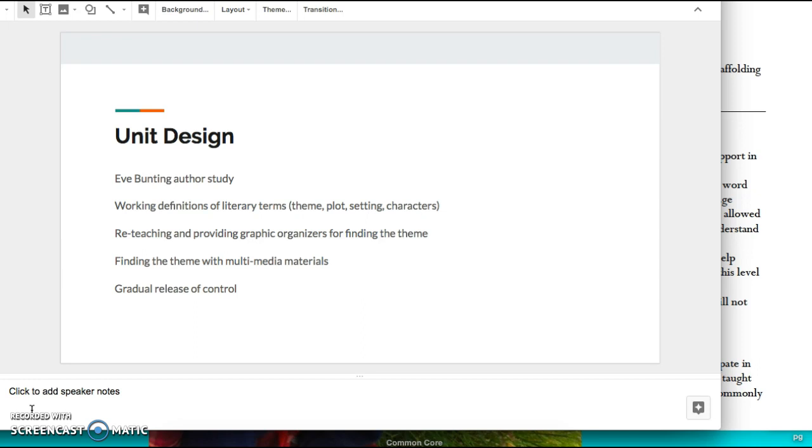We did a gradual release of control. The first story that we read was The Memory String, and for that one, I did a lot of modeling my own thinking. And then with the subsequent stories, for example, Summer Wheels and Going Home, I would ask more probing questions, and then we would let the students practice finding theme on their own. Really using those graphic organizers, doing a lot of collaborative learning where they could bounce ideas off of other students before they were asked to find things on their own.